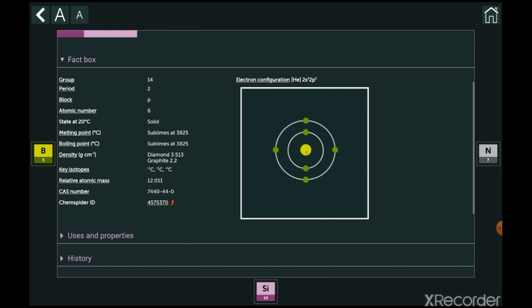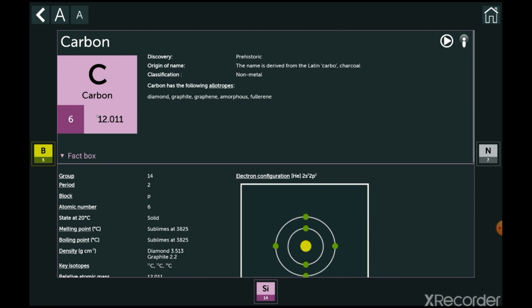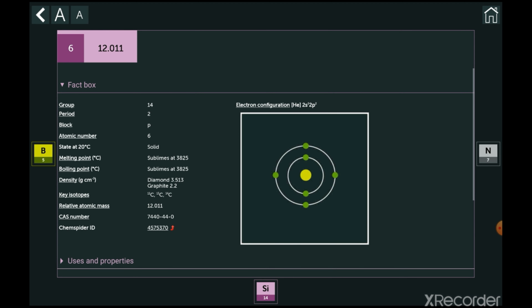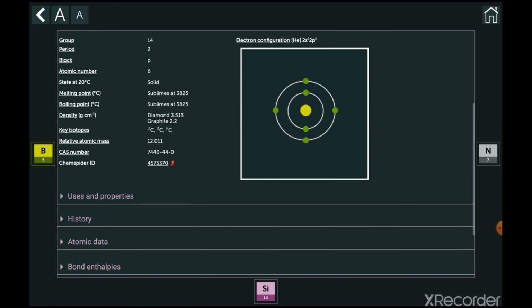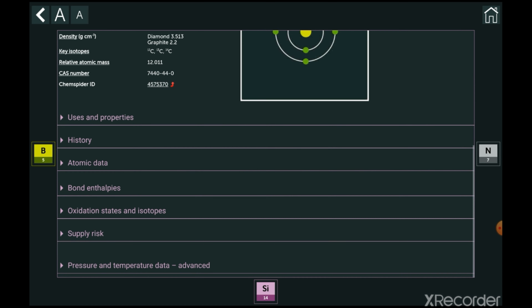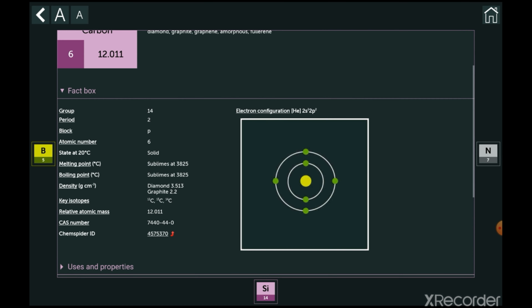Then inside of your nucleus, you have 6 protons. To work out the number of neutrons, you take the molar mass or atomic mass and subtract the atomic number. So you will have that minus that, which is 6 neutrons inside of your nucleus. Remember, neutrons are neutral in charge, electrons are negative in charge, and protons are positive in charge. So that's just a few things. You can go and look at the rest of the information.